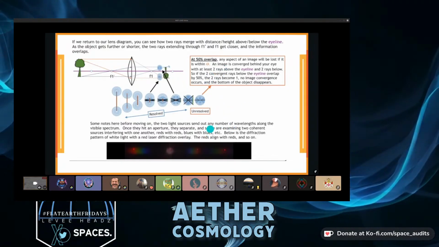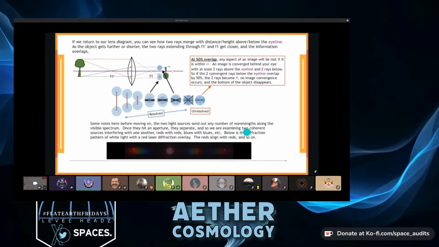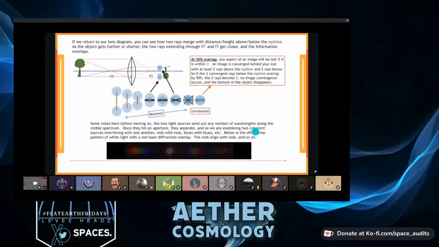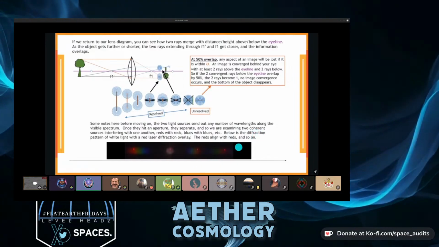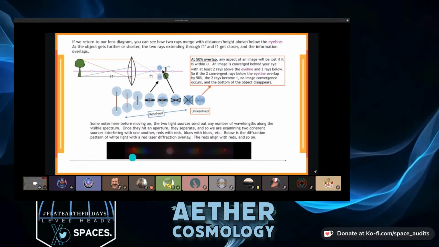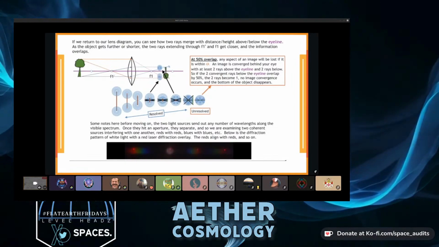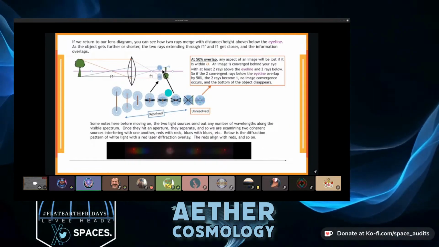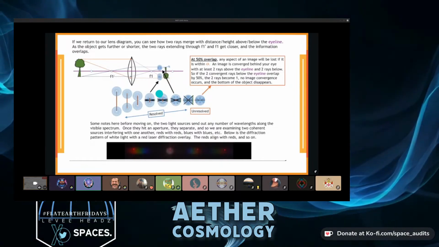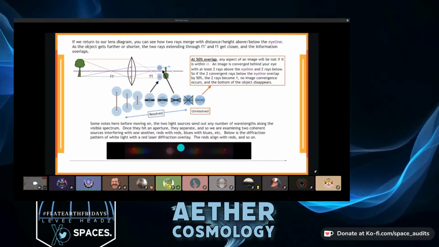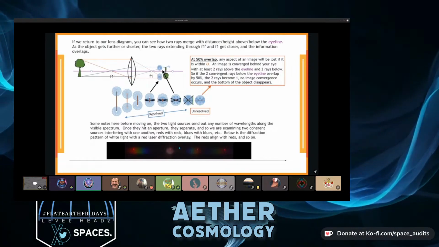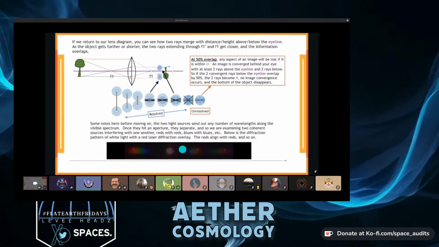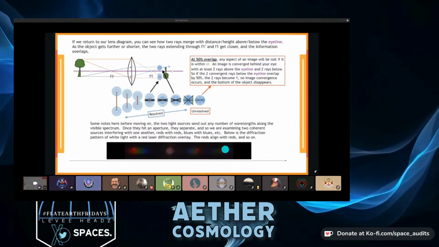All right. So it does say, let the light sources send out any number of wavelengths along the visible spectrum, and it's just for modeling, essentially. And it says, below is the diffraction pattern of white light with a red laser and a diffraction overlay. So it's showing this right here. But if we just go over the overlapping here, with more divergence, you get to the unresolved 50% point a little bit over here. And at 50%, any aspect will be lost, and that's pretty much over here. And if the convergent rays below the line overlap, then two rays become one, and that's sort of over here.